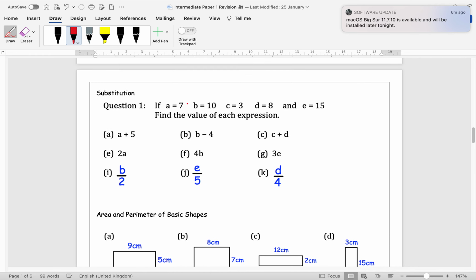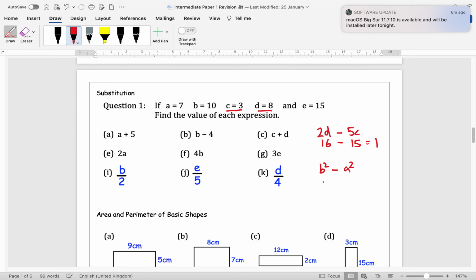Substitution. I'll use these numbers here, okay, A equals 7, B equals 10, and so on, but I'm going to just make them a little bit harder than this. So I'm going to do 2D take away 5C, and then I'm going to do B squared take away A squared. They're the ones I'm going to look at, okay? So 2 lots of D, 2 of these, which is 16, take away 5 C's, 5 lots of this, which is 15. So that's 1.